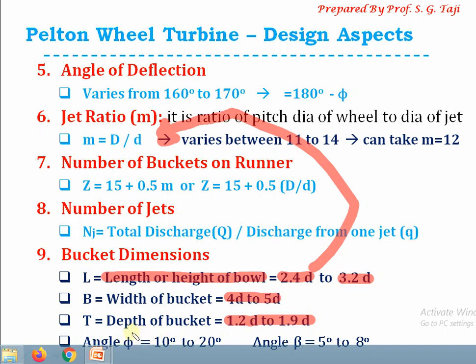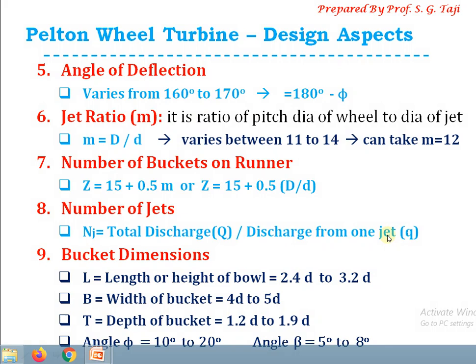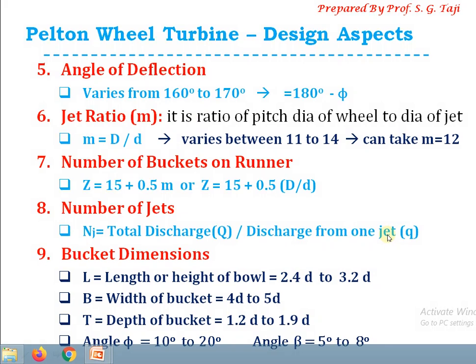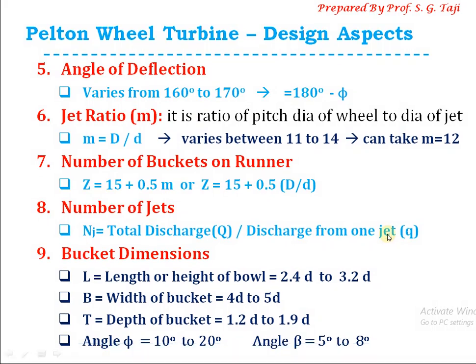And the next one is the angle phi, which is the outlet tip angle, which can be taken between 10 to 20 degrees, and angle beta, which is the angle made by the jet at the outlet, is 5 degrees to 8 degrees. So remember those points. Again, we will summarize our previous video lecture here.